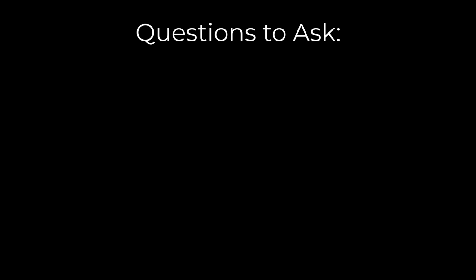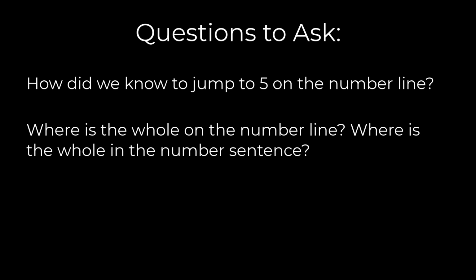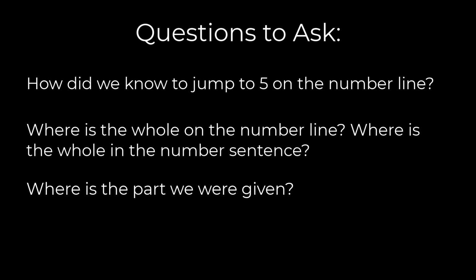You might find out if any of the students thought about adding up. You can ask them, well, why did we start with the 5? How did we know to make a jump of 5? You can ask them, where's the hole in the number line? Where's the hole in the number sentence? What's the part that we were given? Where is it in the number line? How can you show the parts that made 5?